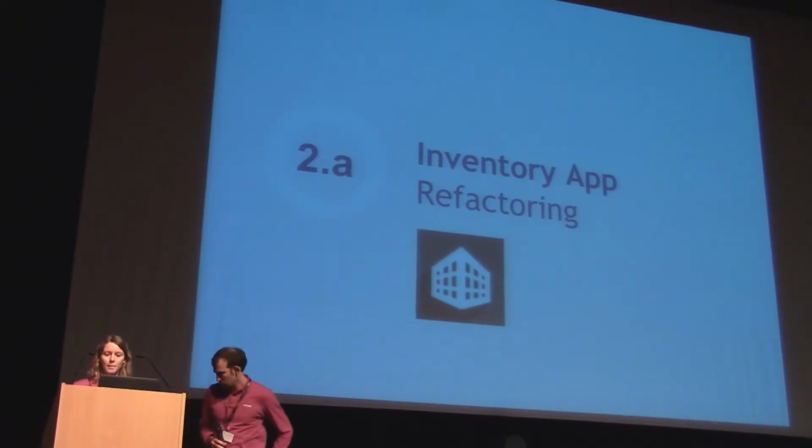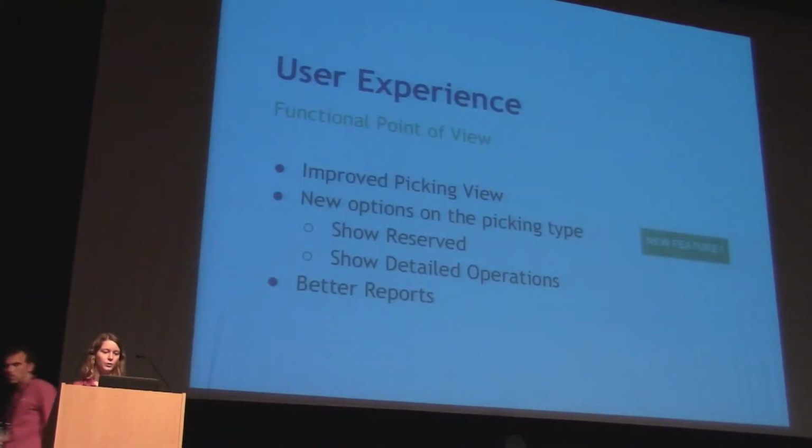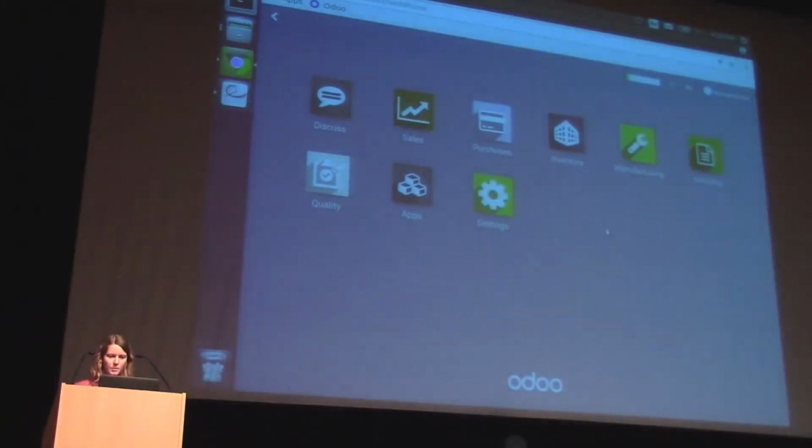the inventory application. The first goal was to improve the user experience. We have improved the picking view, and I will directly show it in a live demo. We have also added some new options on the picking types to better fit the methodology of the worker in the inventory. And we have also worked on the reports, so a better list view, a better form view, much cleaner than before, much better for the user. So let's see that directly in a live demo.